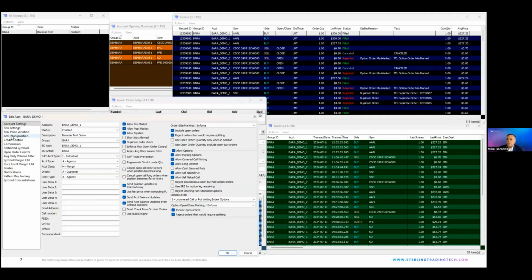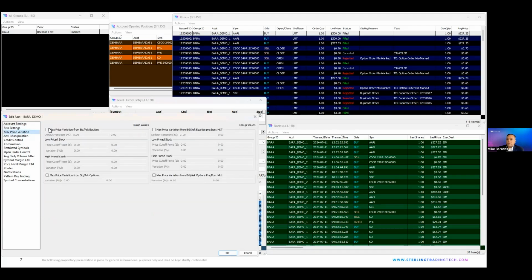Let me put in a price check here. When you look at max price variation, this is a very simple price check where I'm just saying if I'm 5% through the market, so we'll look at the best ask price for a buy order or the bid price for a sell order, if it's more than 5% through the market, I want the order rejected.